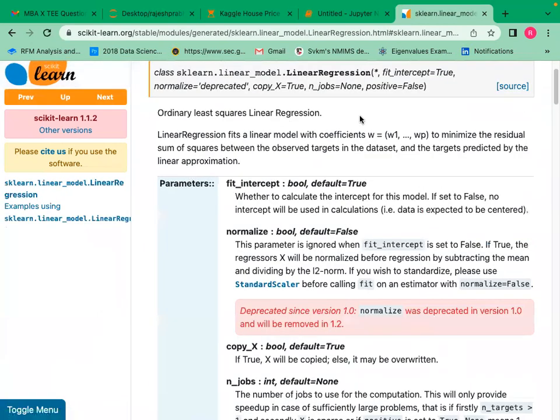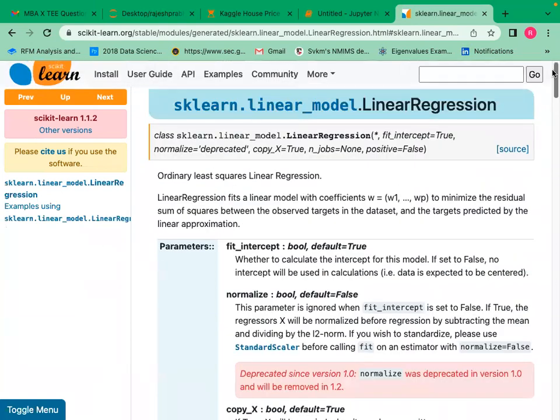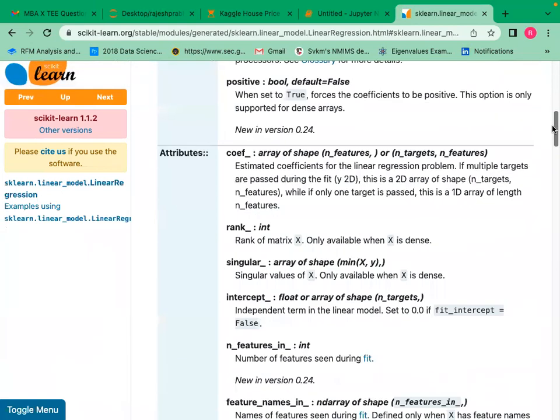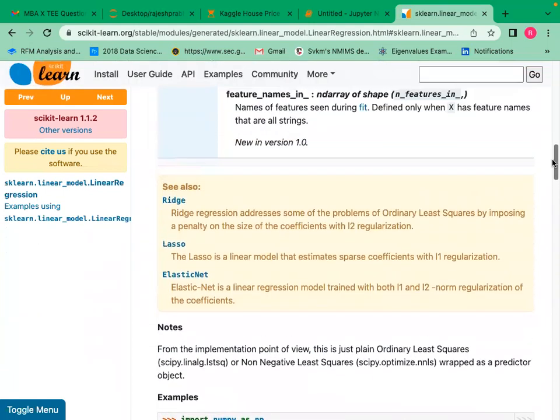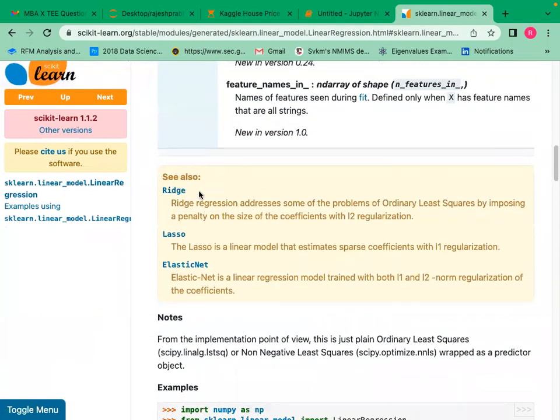See, linear regression. That's a different model. Here you can see, see also ridge regression, lasso, and ElasticNet. Extended versions of regressions.